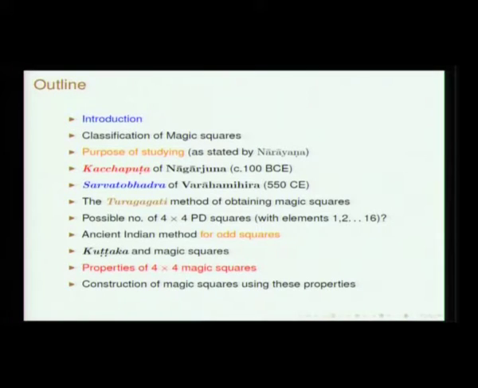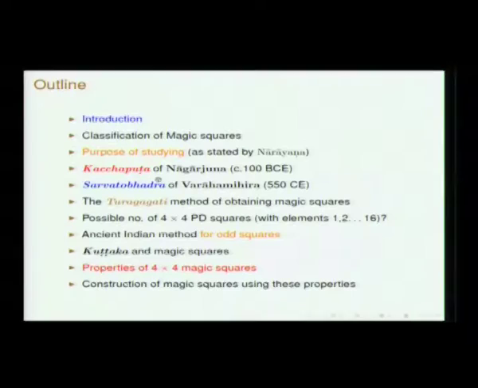So, the topics that I would like to cover in this part of the lecture is classification of magic squares, as it is done in the Indian text. I will briefly discuss the purpose which has been stated by Narayana Pandita, as to why one needs to study the magic square, and we will take a couple of examples of magic squares from very ancient texts. For instance, in Nagarjuna's work, it is actually referred to as Kachaputta.